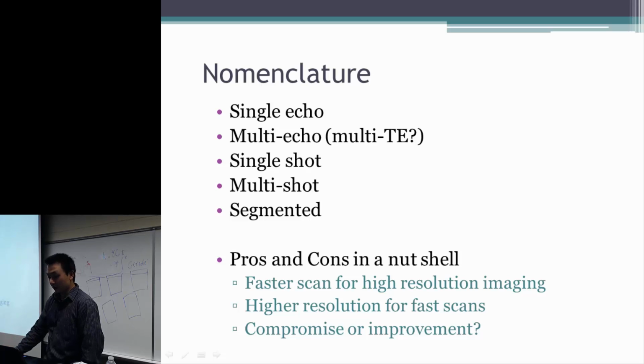And whether this is a compromise or an improvement of the current method, you have to decide. If you want a higher resolution on a faster scan, then it will be an improvement. But if you already want to have a fast scan, then higher resolution may just be a compromise. It just depends on your applications.